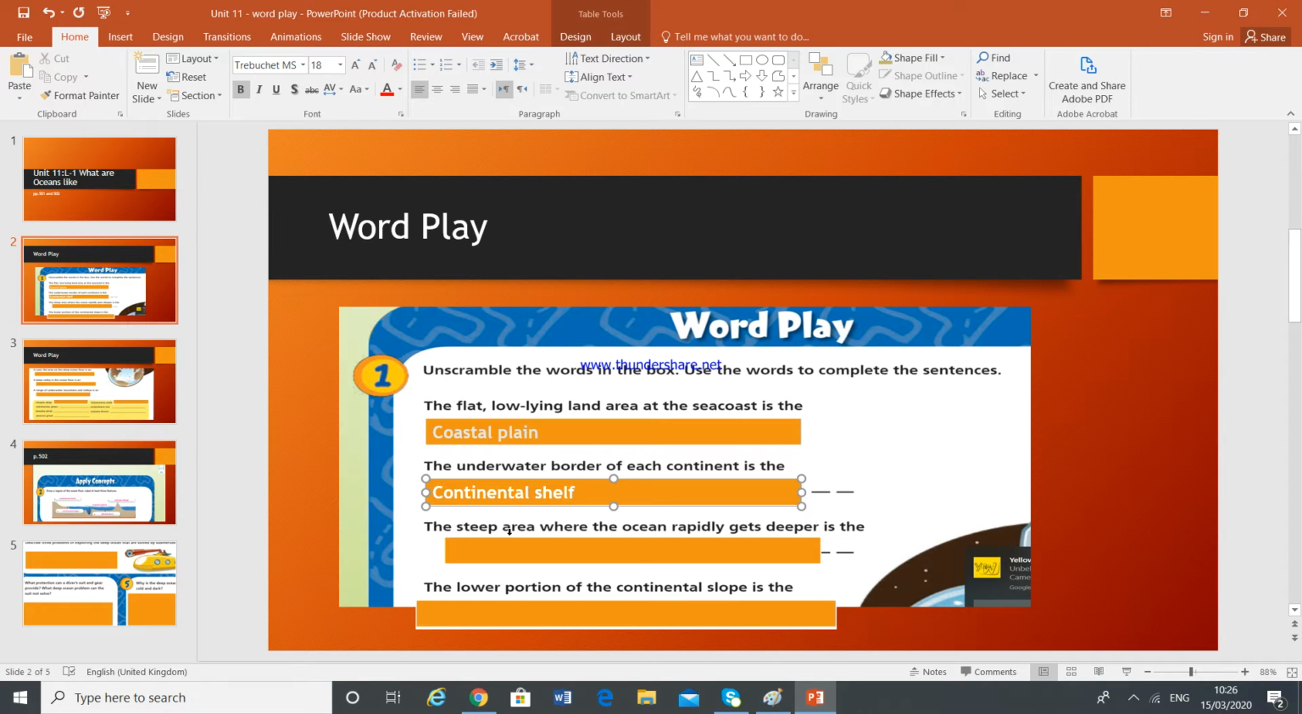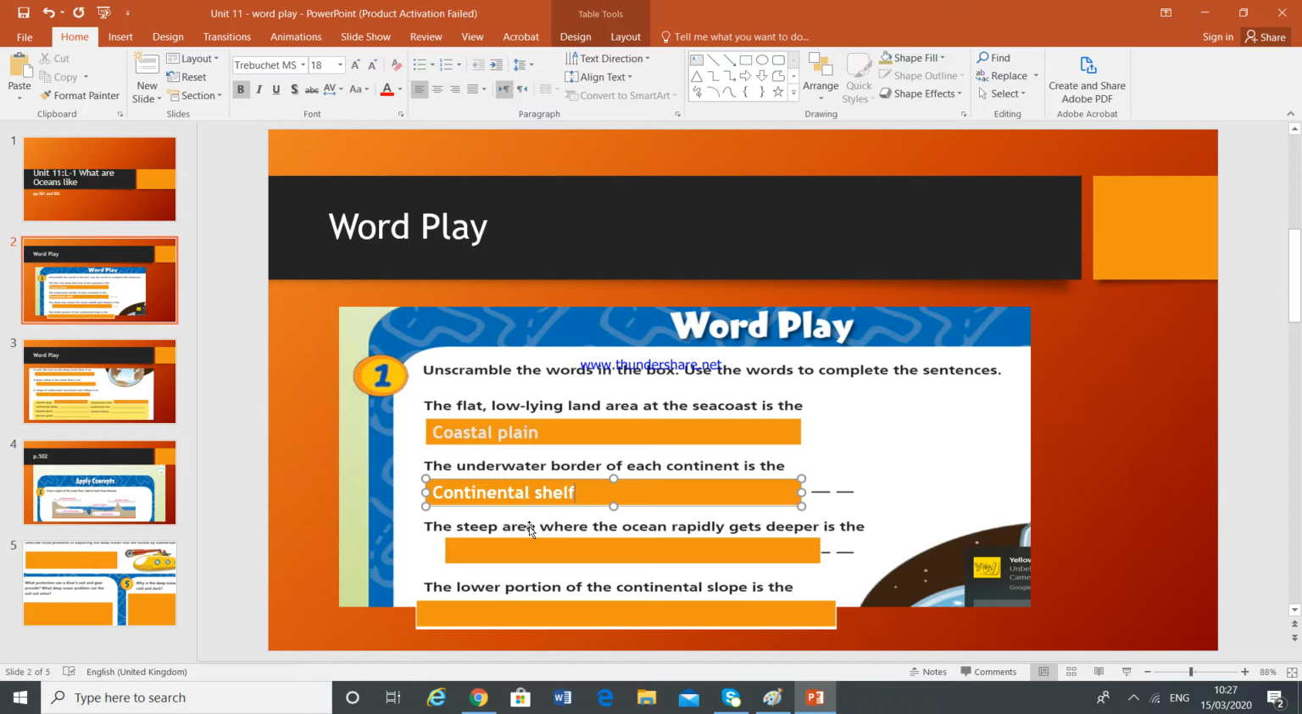Now, next one, the steep area. Again, the first one you have to remember flat, low-lying. The second one I told you to remember with the underwater border. When you see the word border, you have to know it has to be continental shelf. Now, third one, the steep area. I'm sure you all know the meaning of steep. Those girls who don't understand the word steep, remember it's slope. You know slope? How you slide down when you go to your swings. That's the slope.